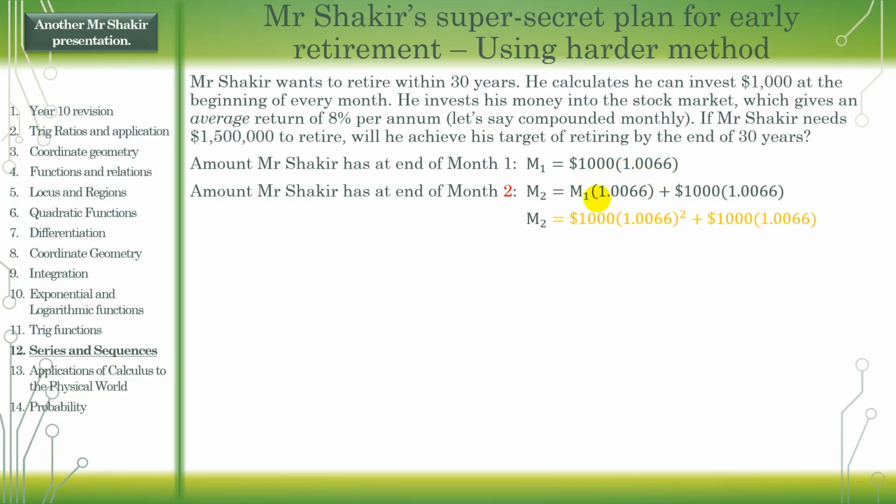But because I was multiplying it by that, it'll become squared. Right? So M1 times 1.0066. So that's M1, and I multiplied by another 1.0066, so it became squared. And I haven't changed that. That remains as is. If I want to simplify it a bit further, I could factorize out the 1,000, right? And that's what I'll be left with.